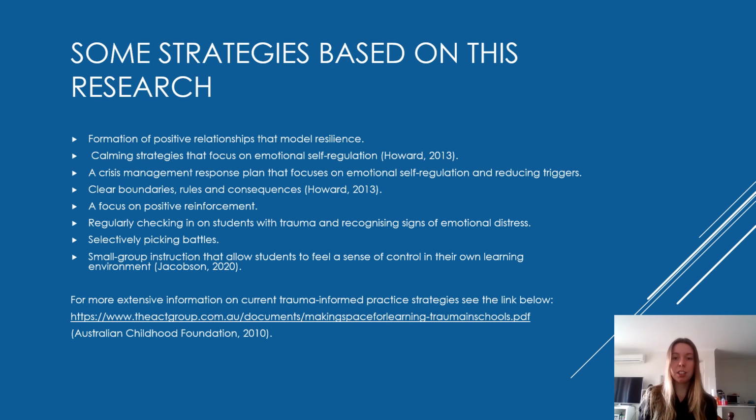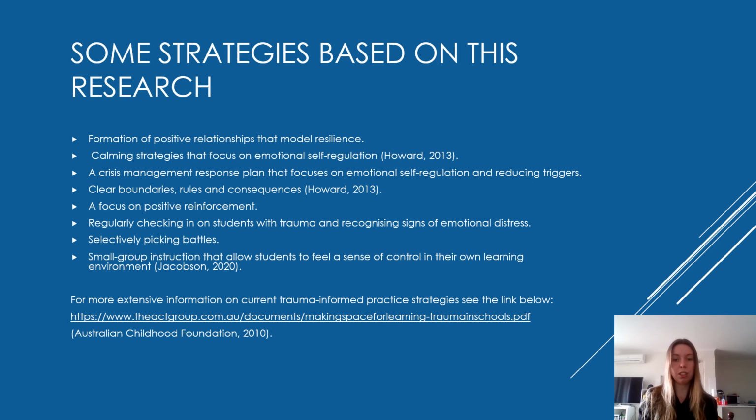Now we'll look at some strategies that we can use in our classrooms based on this research. So the formation of positive relationships that model resilience is vital between you and your student. Calming strategies that focus on emotional self-regulation are also particularly helpful. So this could include mindfulness activities or anything else that you see as a calming strategy. A crisis management response plan that focuses on emotional self-regulation and reducing triggers. So this should be done as a team, not just with the one classroom teacher.